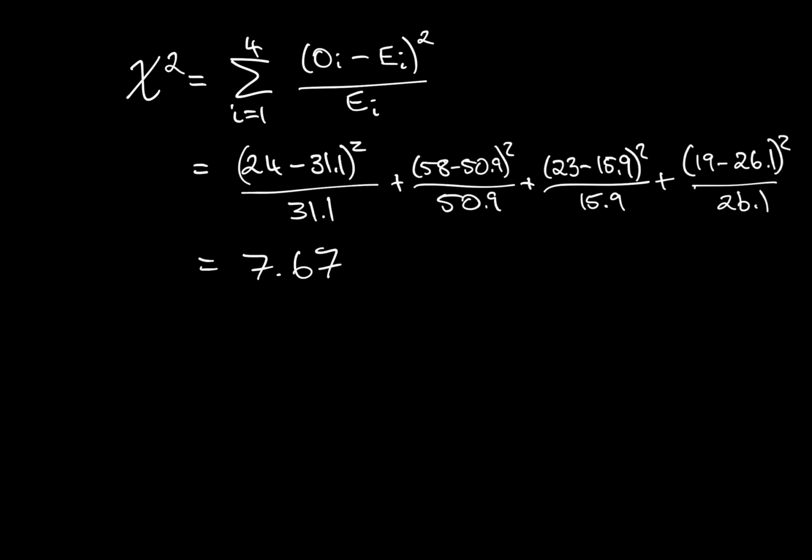But what exactly does that mean? Is that a small chi-squared value, or is that a big chi-squared value? After all, we're trying to figure out if our chi-squared value is so big that it's really unlikely to happen if we have independent variables in our data.